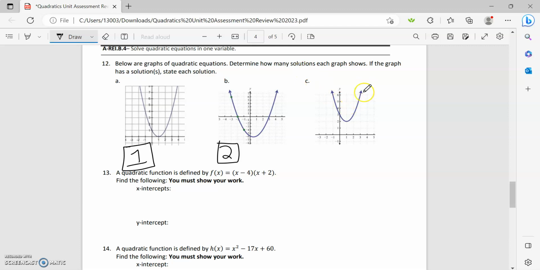C, what's interesting about C here is we'll never cross the x-axis. We won't even touch the x-axis. This one, we would say, has no solutions in the real number system.